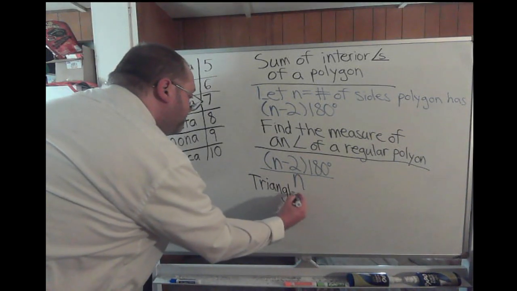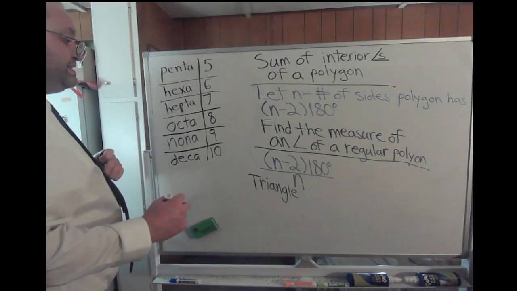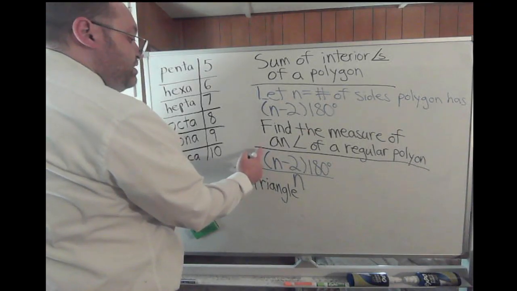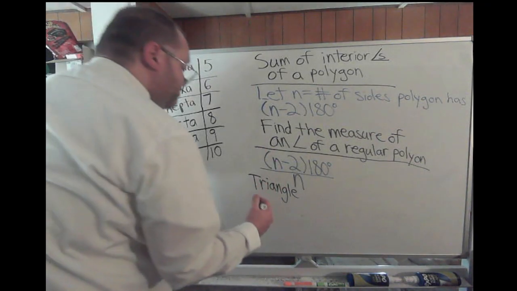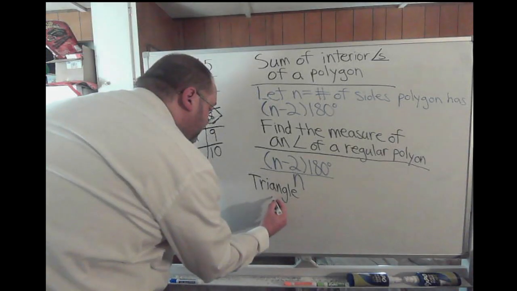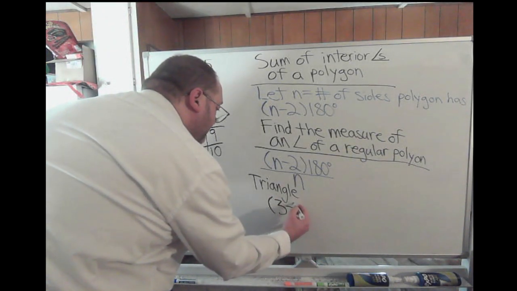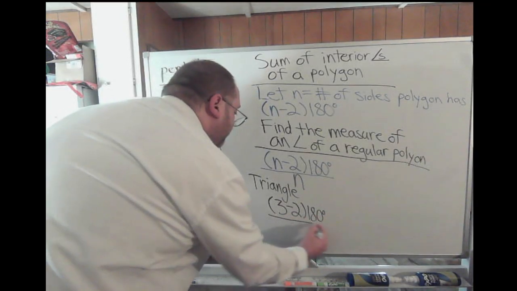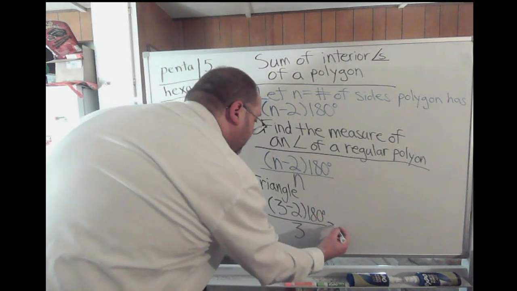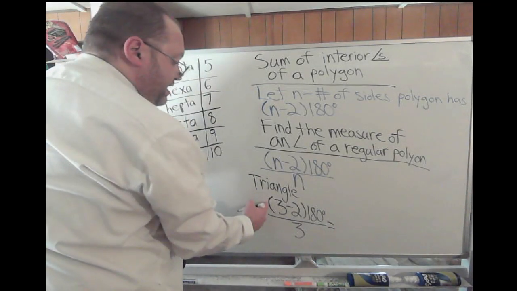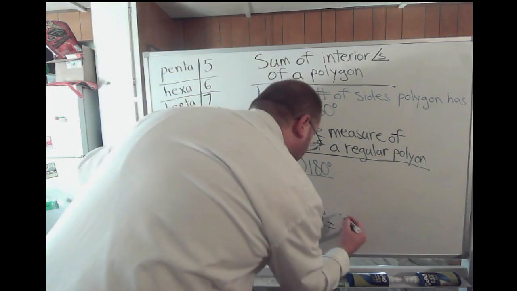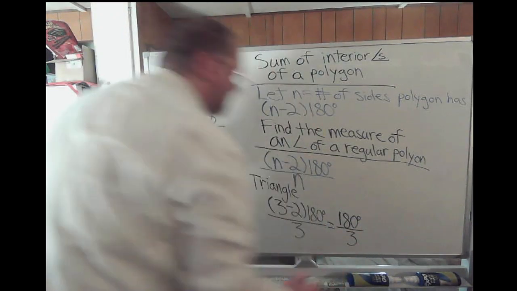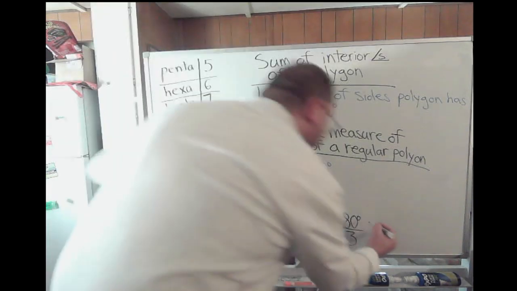So let's find an angle, just a single angle of an equilateral triangle. Assuming it's equilateral, you'll take that 3 minus 2 times 180 degrees. You'll divide that by the number of sides, being 3. Well, up top in the numerator, 3 minus 2 is 1. But 1 times 180 is just 180 degrees, all over 3. 180 divided by 3, that's 60 degrees.